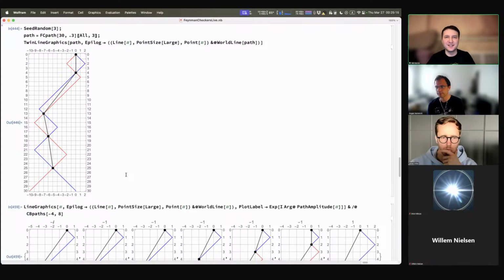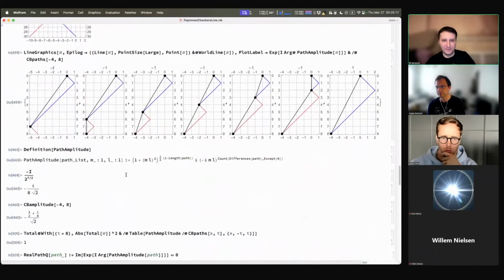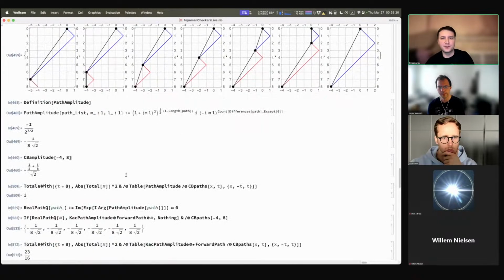And so yeah, the actual physics of this is not clear yet. What can be done, but that's the beginning.